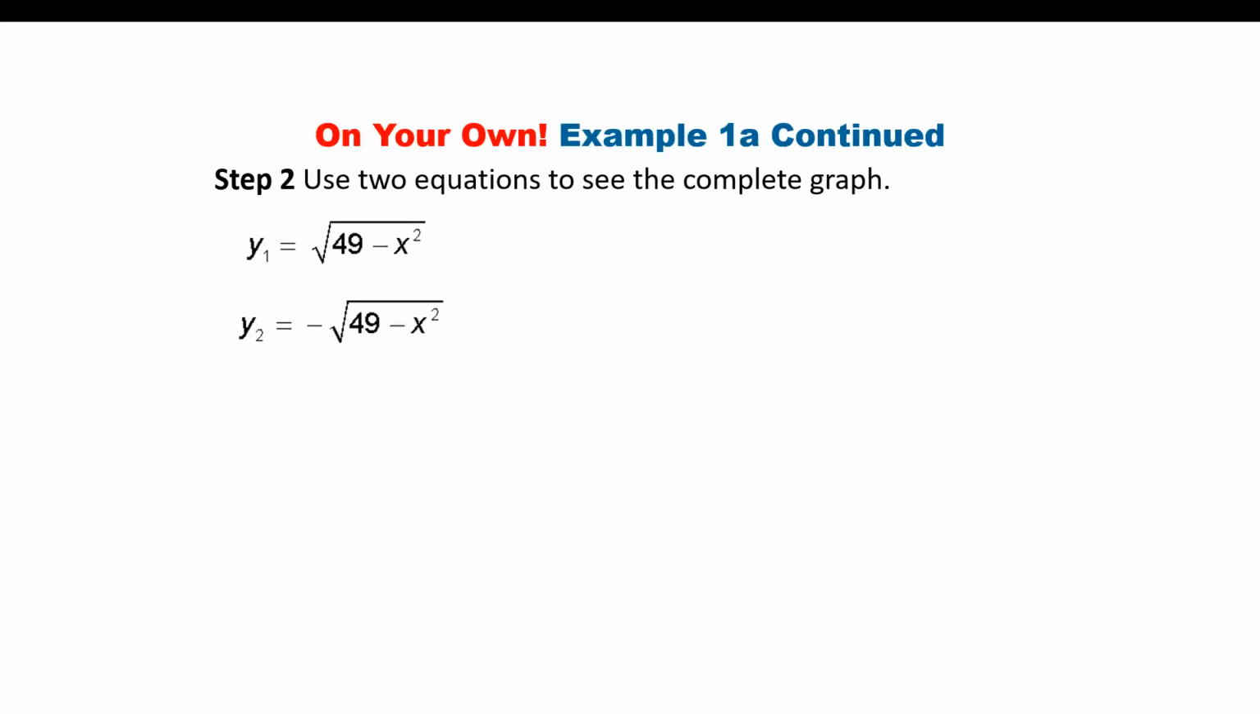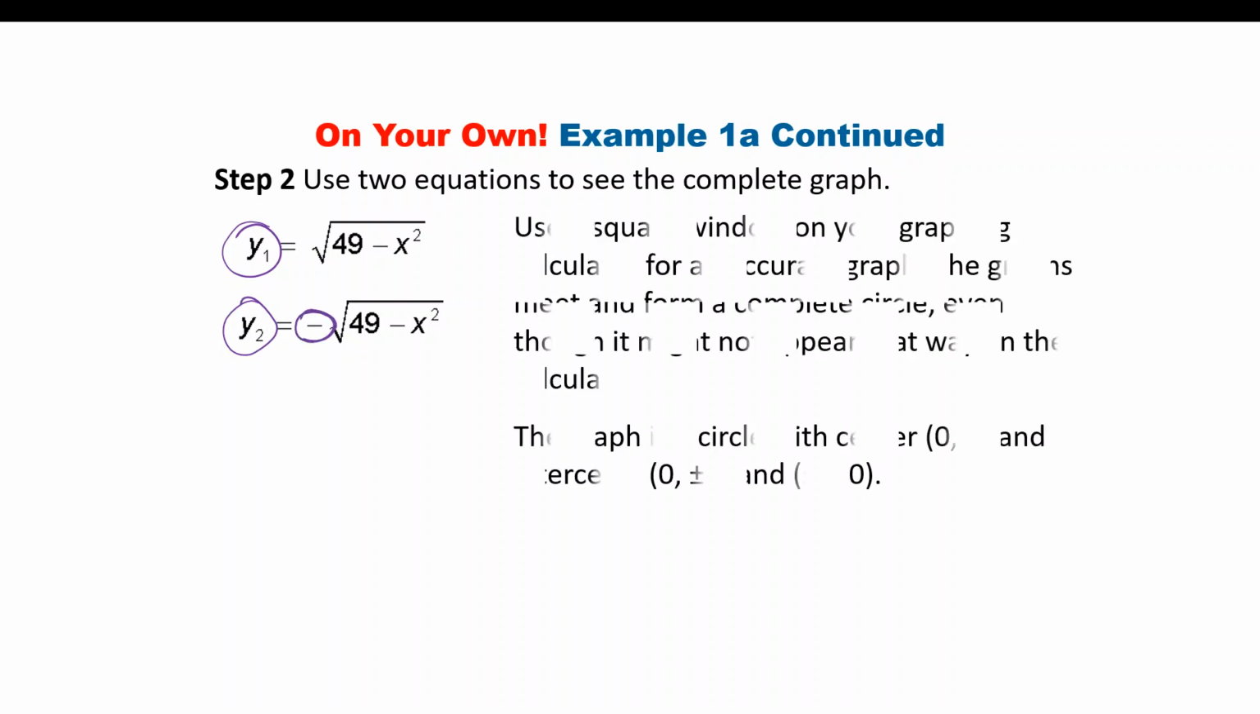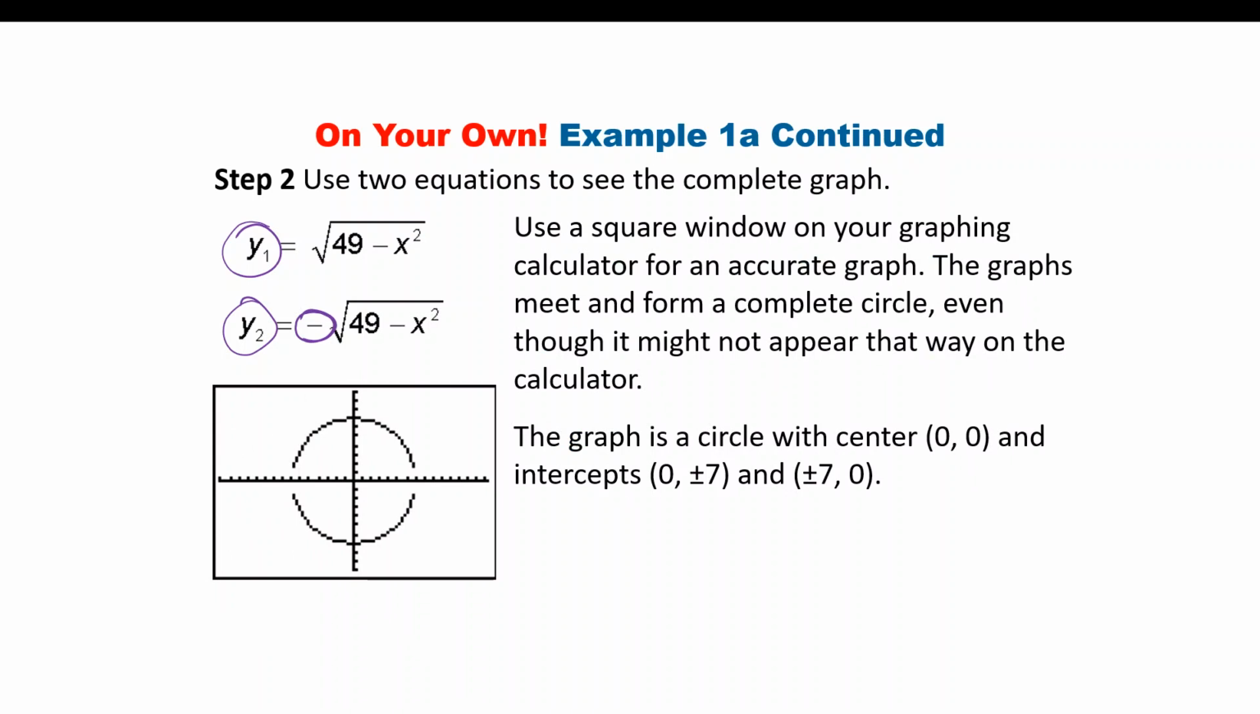Step 2, we're going to use these two equations to see the complete graph. So in your calculator, you should have put y1 equals the positive, and in y2, you should have put that negative sign in also. All right, and once you do that, if you use a square window on your graphing calculator, you can get a more accurate graph. The graphs meet and form a complete circle, even though, like in this case, you see that it doesn't actually show it on the calculator, but it is a complete circle.